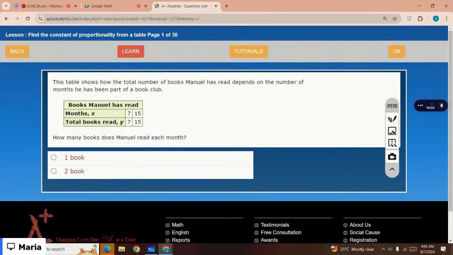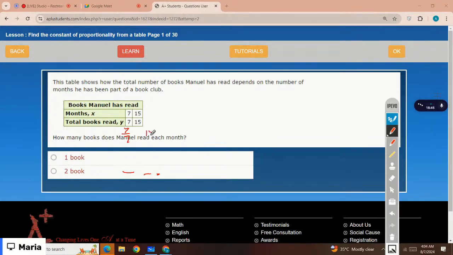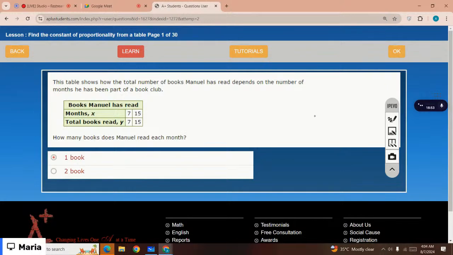You have to find the constant of variation, that is y by x. So that would be, you need to divide the values y by x for both the values, 7 over 7 and 15 over 15. So the correct option is one book. Got it? Option number 1 is the correct option, that is one book.